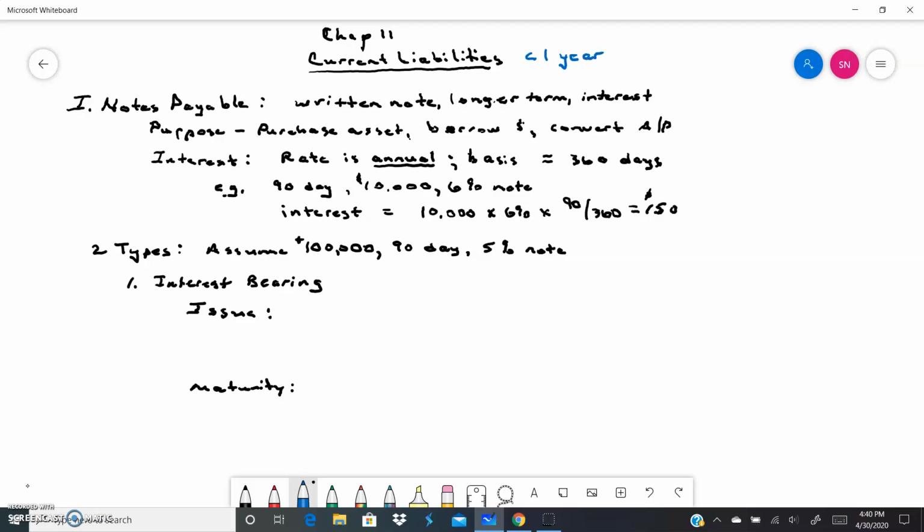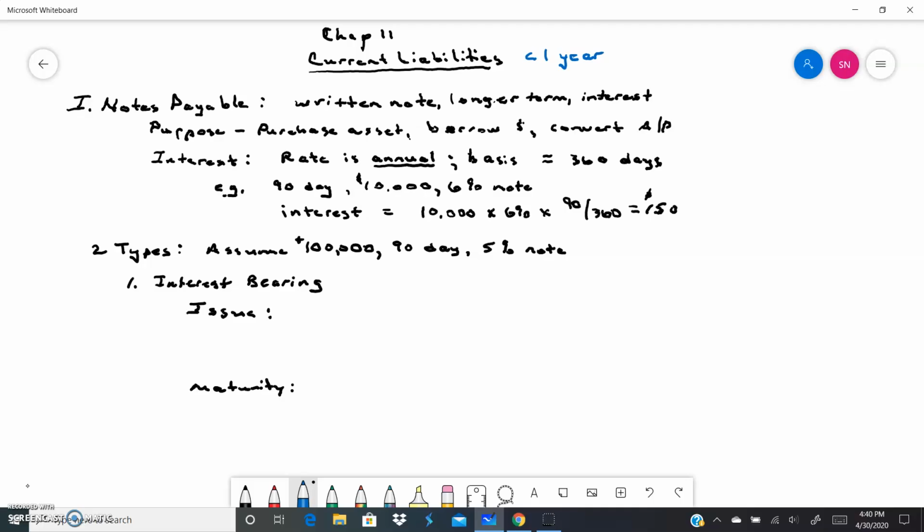So we're talking about things such as accounts payable, notes payable, employee payables such as salaries payable, and we'll talk about some other payroll type liabilities, taxes payable, income taxes payable, things like that. So again, current liabilities, obligations that are due within the upcoming year.